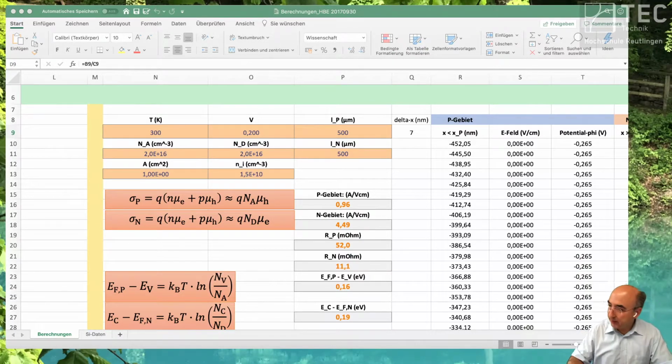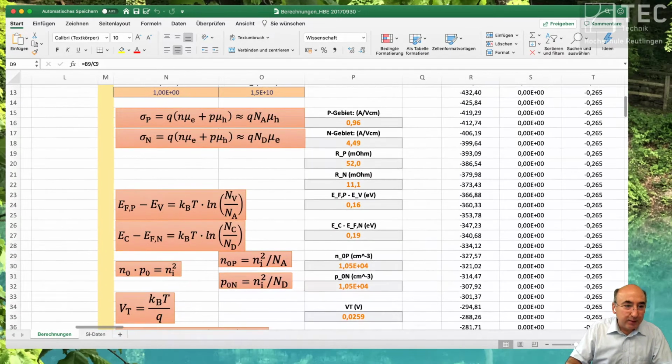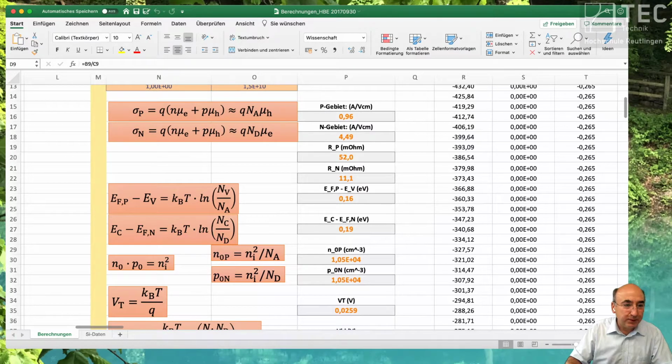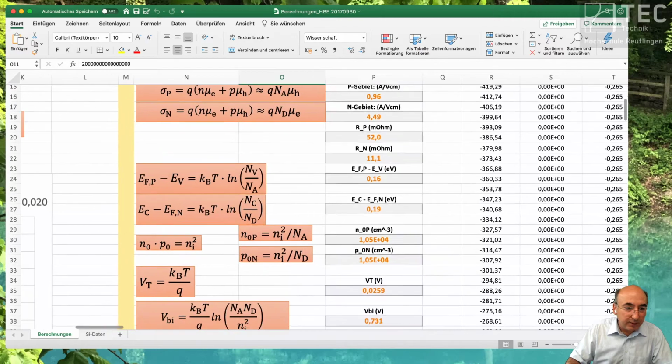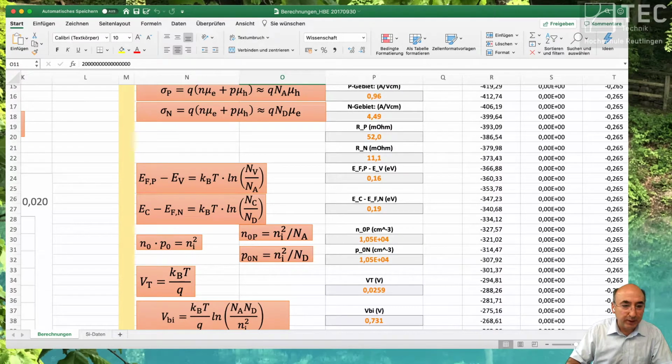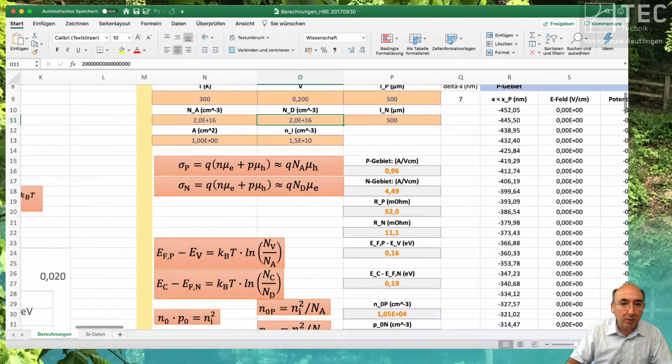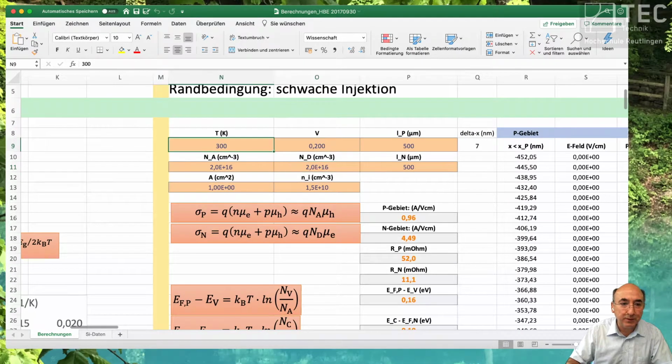Okay, so let's take a look at the spreadsheet. So the thermal level distance to the band edge calculations are here. It's in electron volts. The doping concentrations are here. 2 times 10 to the power of 16 I have chosen to be the doping concentration. And the temperature voltage, for 300 Kelvin, you see here.